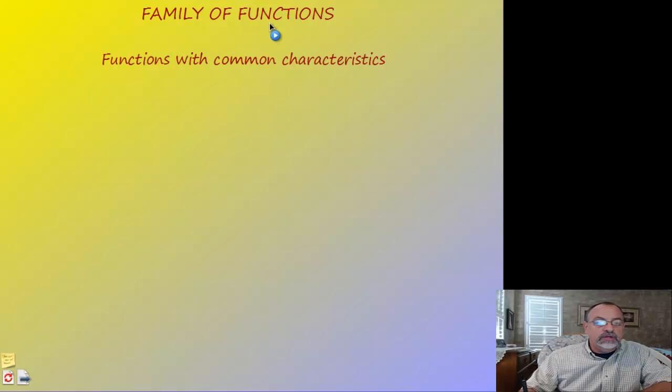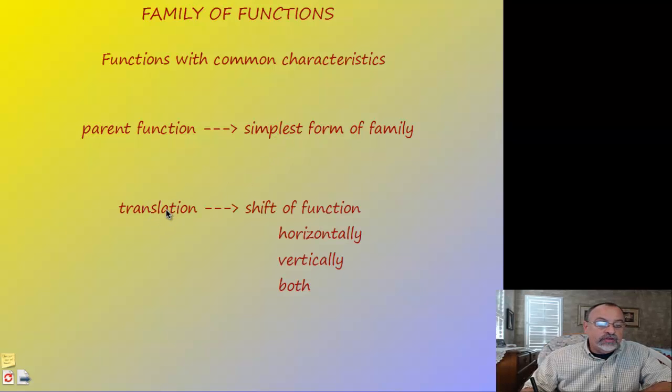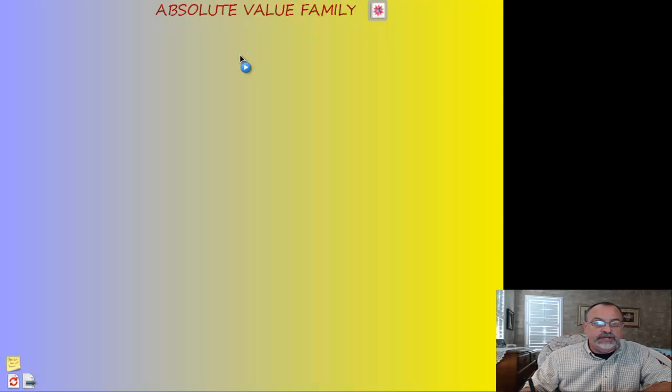So if you've looked at that, we'll talk about families of functions, and these are functions that have common characteristics. We have the parent function, which is the simplest form of the equation. We talked about y equals the absolute value of x being the simplest form. That's the parent. And then every other equation in the family is simply a translation or a shift of the parent function. We can move it to the right or left, meaning horizontally, or we can move it vertically, or we can do both. We can also stretch and shrink, but we'll talk about that in another video. We want to concentrate on these horizontal and vertical shifts in this video.